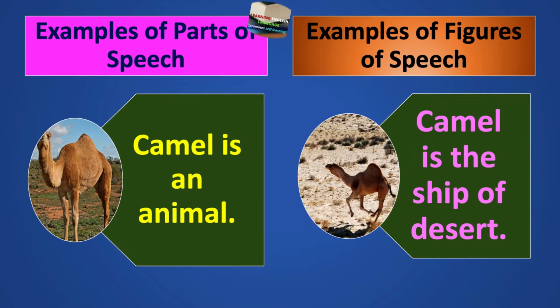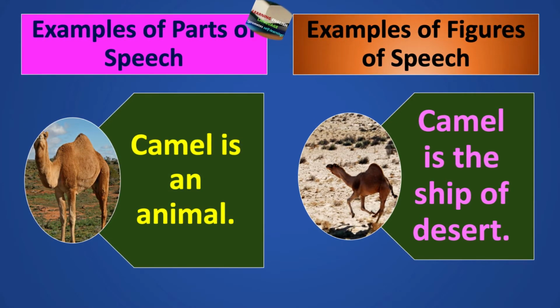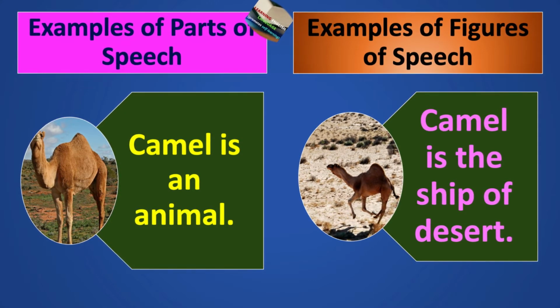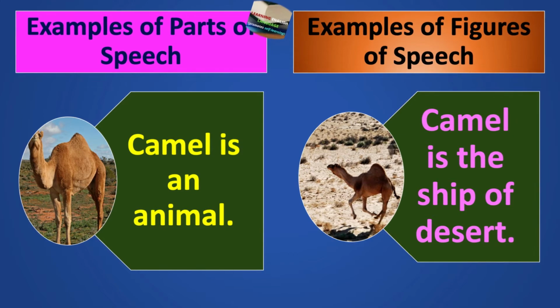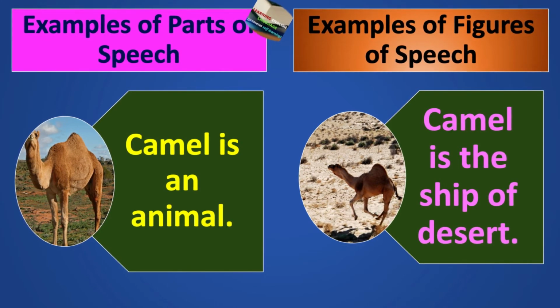Likewise, we have camel is an animal. It's a straightforward sentence. But here camel is the ship of the desert. Implied meaning. Camel is compared with the way a ship sails in the water. So here the meaning is implied, hidden, and it gives you more shades of meaning.